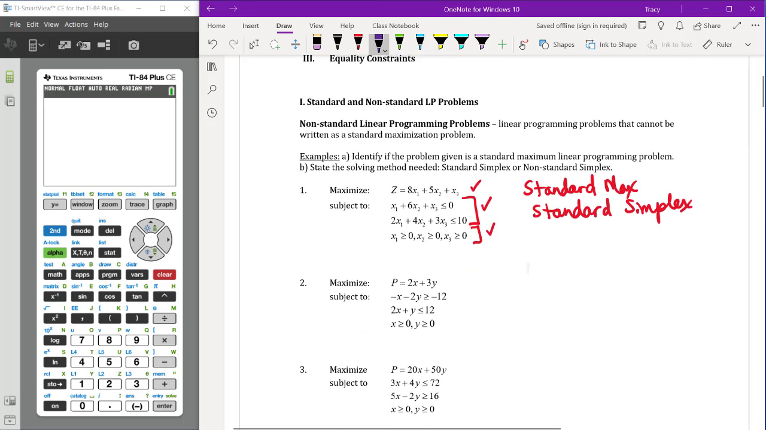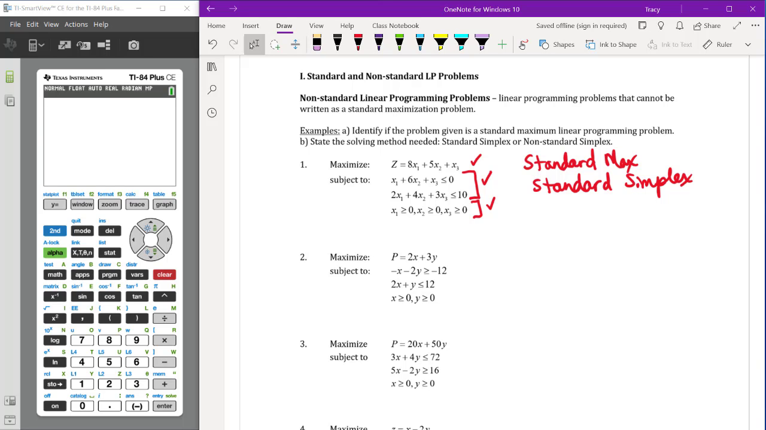Second problem. Again, we have our maximize at the top. Now look at our constraints in the middle. We have a greater than or equal to and a less than or equal to. These are not both currently less than or equal to. However, we can change that. If we take this first inequality and multiply both sides by a -1, then that will flip the inequality.